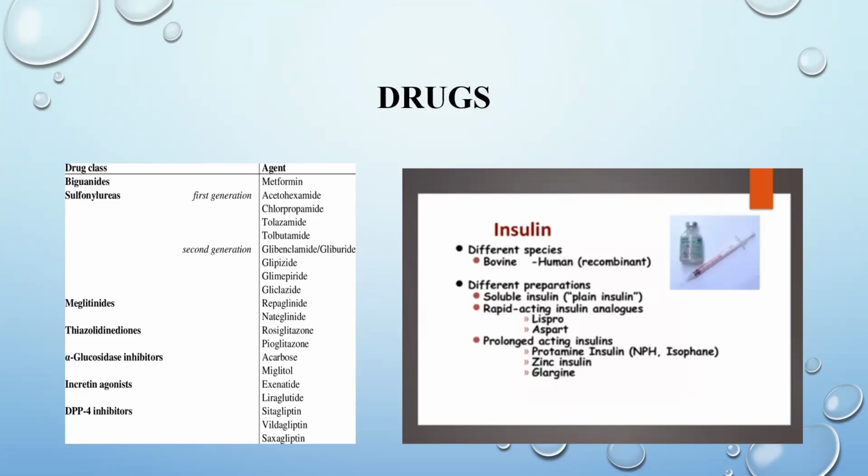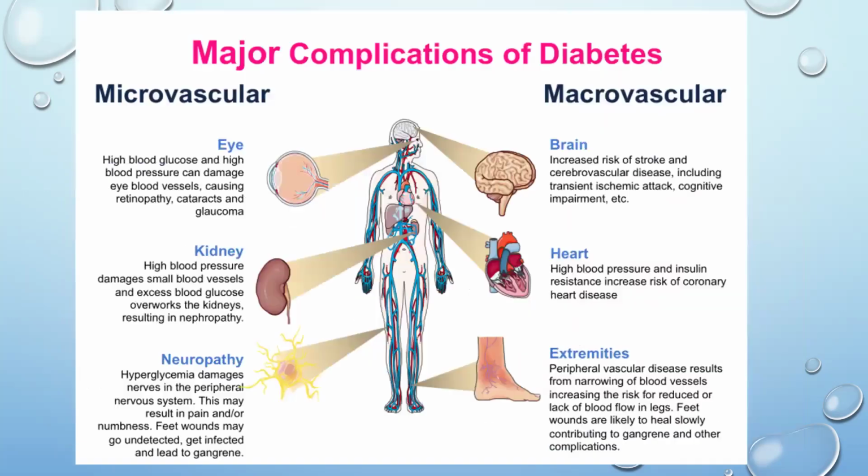For insulin therapy, there are certain types of insulin. There are different preparations which include soluble insulin, which is plain insulin. Then there are rapid acting insulin analogs, which include lispro insulin and aspart insulin. And then there are prolonged acting insulins, which include protamine insulin, zinc insulin, and glargine.